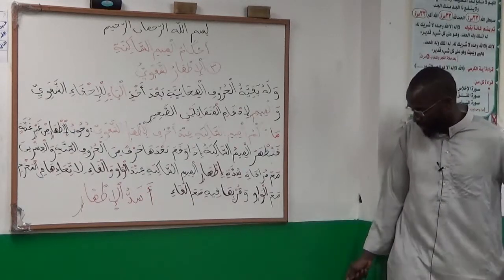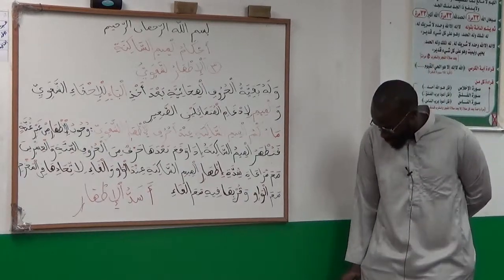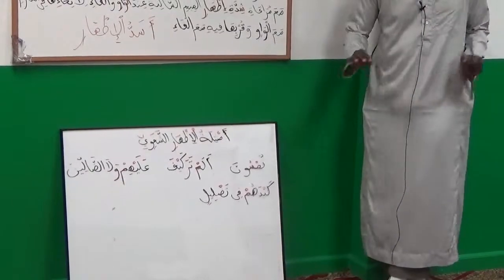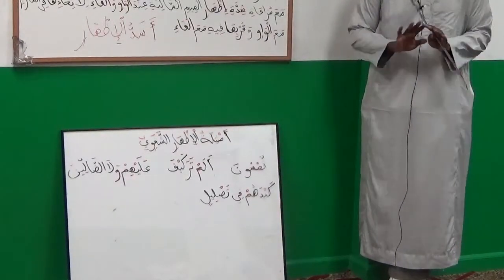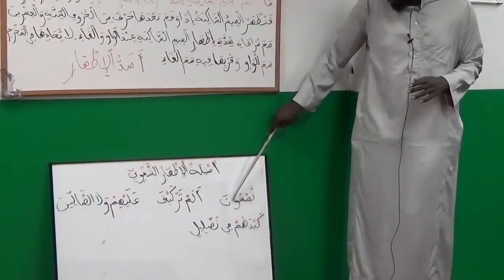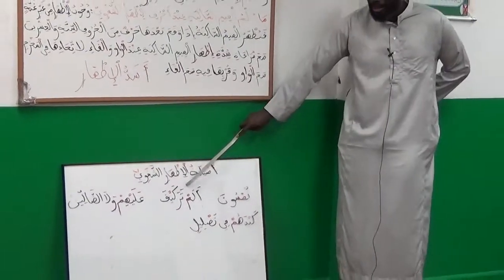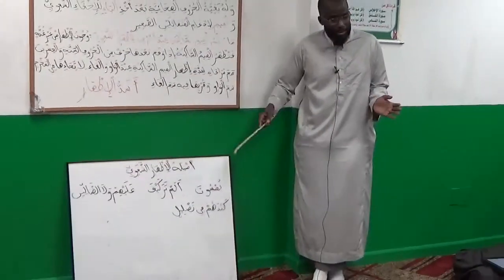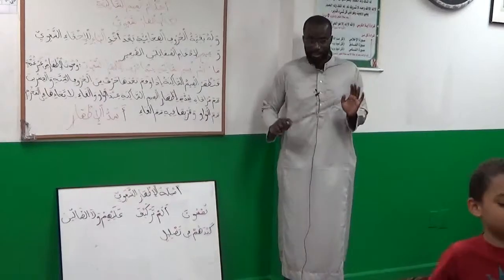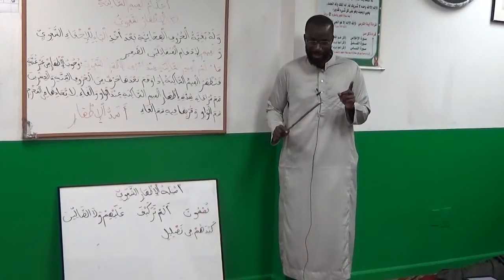So the examples: here we have a mim that has a sukun followed by a sin. So tumsun, I read it naturally. No ghunna, no idgham, no ikhfa, nothing. The same thing with alam tara. I don't say alam tarak. Ibrahim, that's a mistake, right?